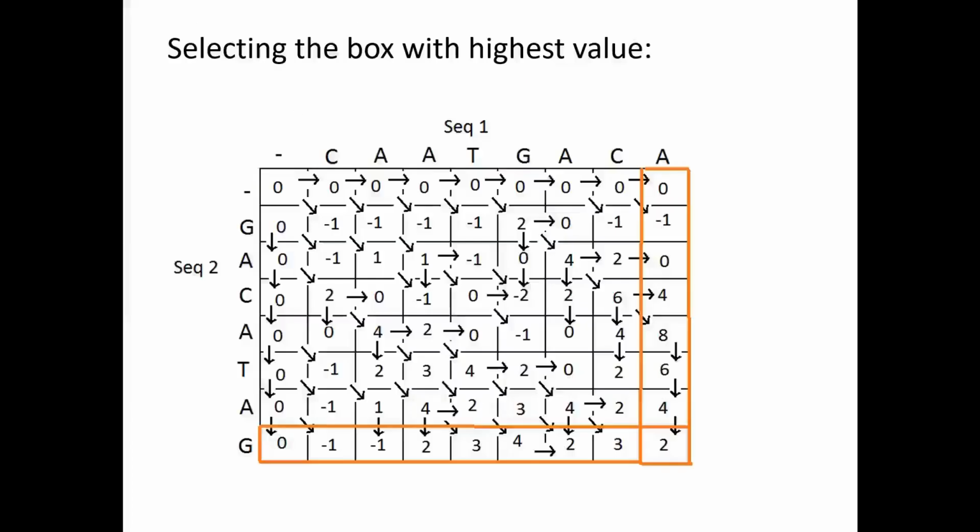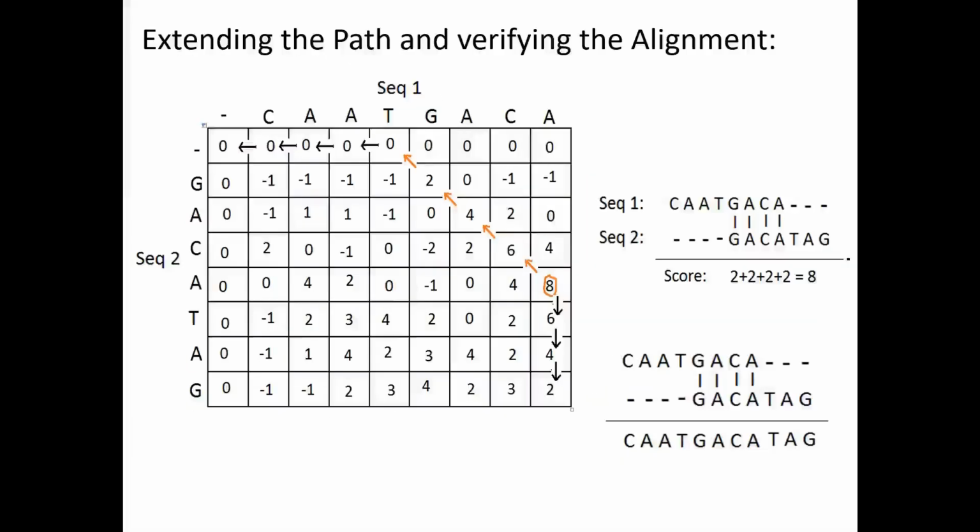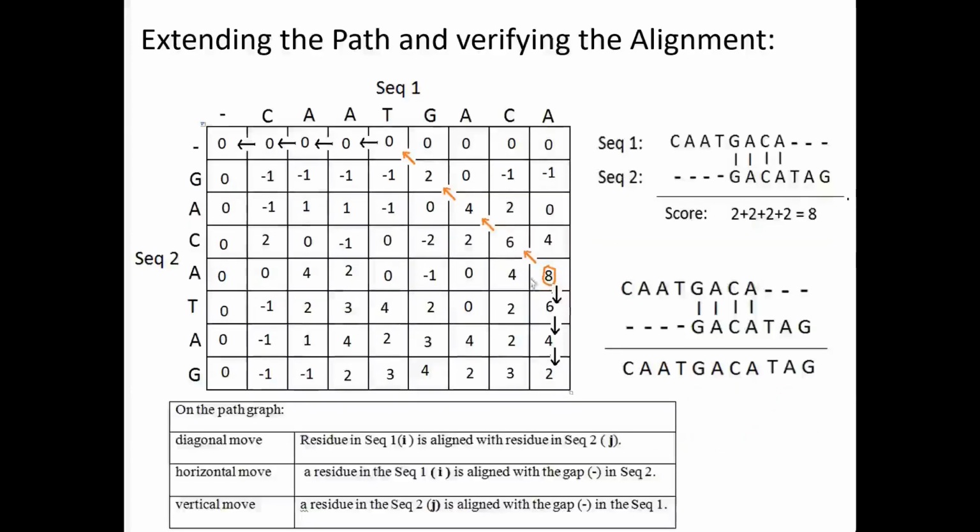Now the next step in this end-free alignment is we need to choose the highest value either from the last column or from the last row. In this we can see that this box has the highest value. So next we need to do a traceback from this box. So here is how the traceback will be. According to this traceback path, we know these residues will be aligned. Next we need to extend the path in both the directions like shown here. So the path will be extended in both the directions like this.